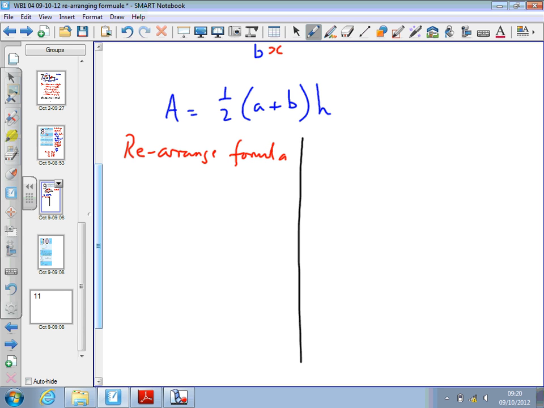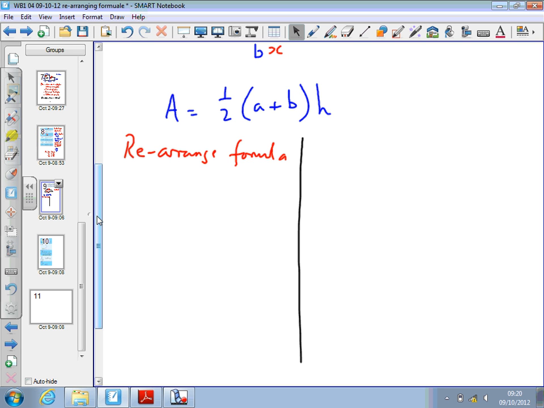There it is. A equals half A plus B times H. And we've been looking at this sort of thing. We're after B, so we've got to undo it step by step. What might be a good thing to do first? That would mean multiplying everything that's outside the bracket by what's inside the bracket. So yes, we could do that, but I would not do that. I'd get rid of the other things that are outside the bracket first. So I might do what?